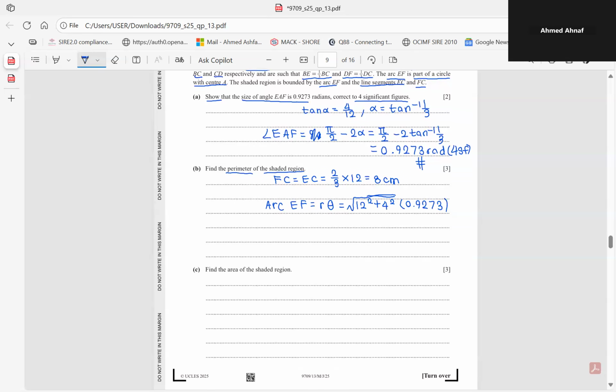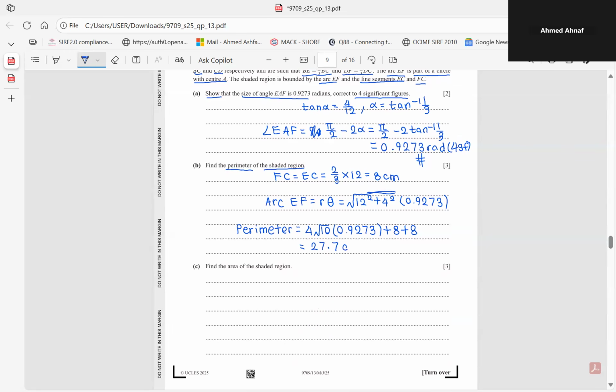Okay, and hence the perimeter would just be the sum of all these sides. So 12 squared plus 4 squared is 160. The square root of 160 is 4 square root 10, times 0.9273, plus 8 plus 8. And substituting this into the perimeter, we'll get 27.7 centimeters to 3 SF. So this is our final answer for this part. Let's head on to the final part.